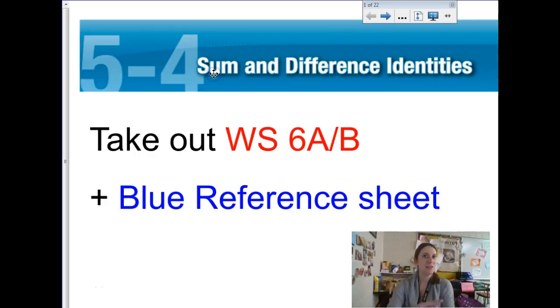Hi, so this lesson, 5.4, is going to talk about the sum and difference identity formulas for trig. I'm trying to think if you saw these in Honors Algebra 2, maybe not, but those of us who took trig did see a little bit of these.